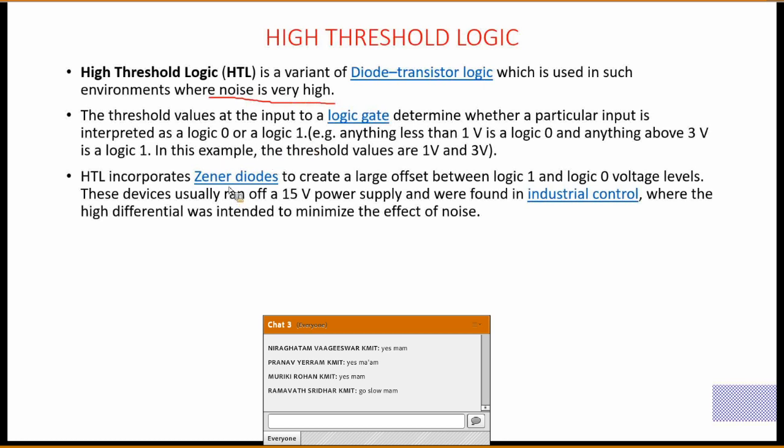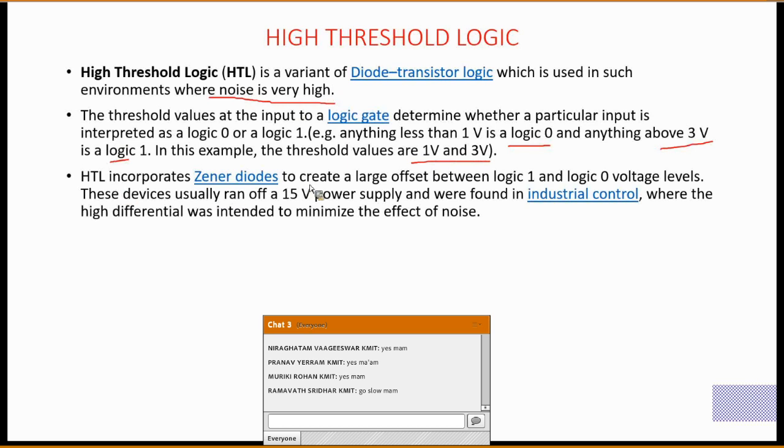If the output voltage is greater than 3.5 volts, we will take it as logic 1, and if it is less than that, we will take it as 0 volts. See here, anything less than 1 volt is taken as logic 0 in high threshold logic, and anything above 3 volts is taken as logic 1. In this example, the threshold voltages are 1 volt and 3 volts. So this condition applies for high threshold logic.